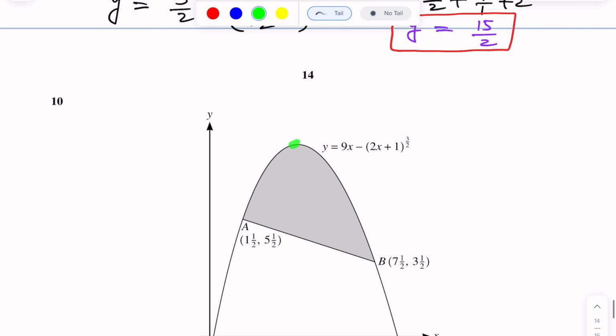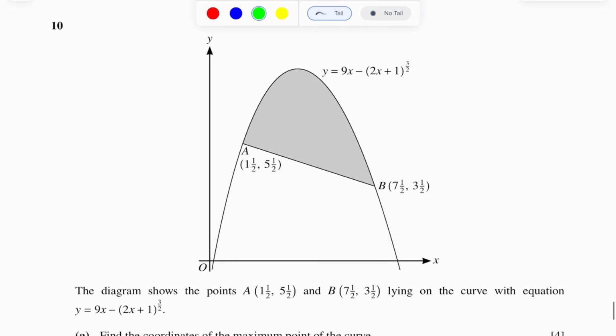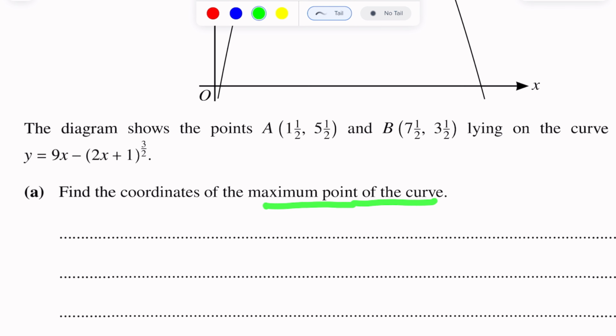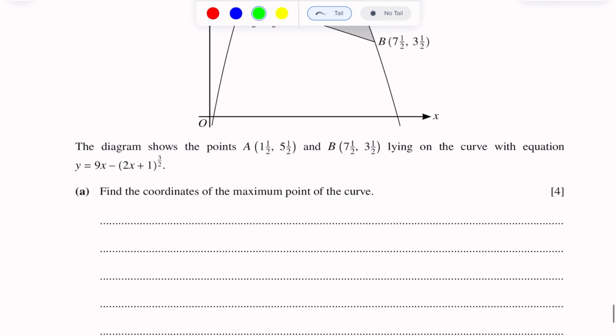Maximum point will be this point on the curve. We have to find the coordinates of this maximum point. So to find the coordinates of the maximum point, gradient will be 0. For the maximum point of the curve, gradient will be 0. First of all, we will find the gradient of this curve.